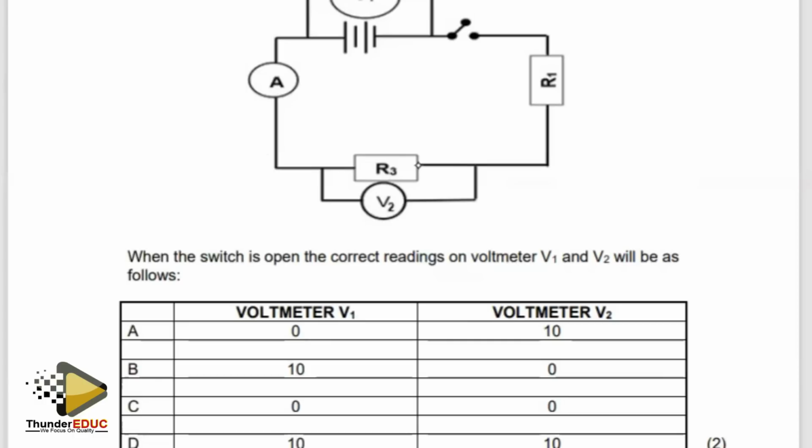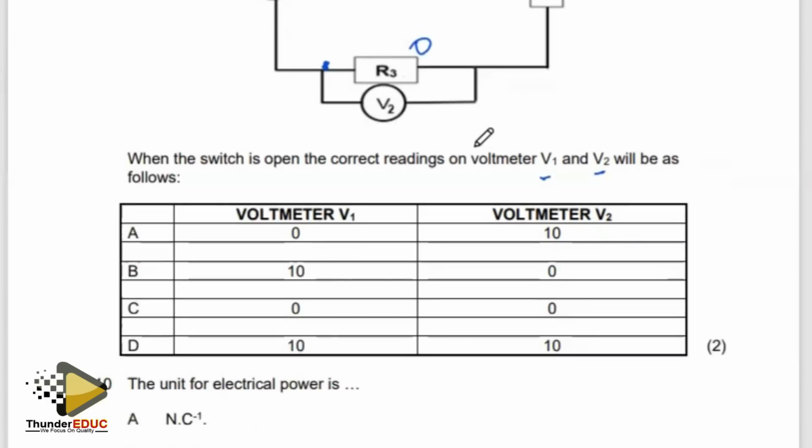So when the switch is open, what will be the correct reading of the voltmeters V1 and V2? One thing we know is that V1 is just connected across the terminals of the battery, so V1 is going to register the 10V. But V2 is just connected across one terminal of the battery, this one. This one is not connected because of the open switch. So this is going to be a 0. So I need 10 for V1 and then 0 for V2, which is option B.